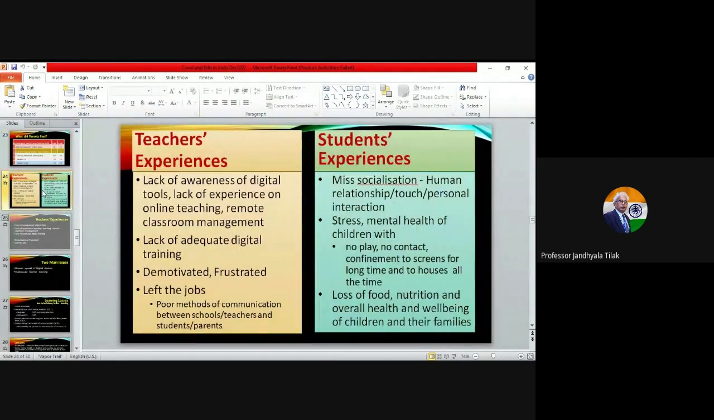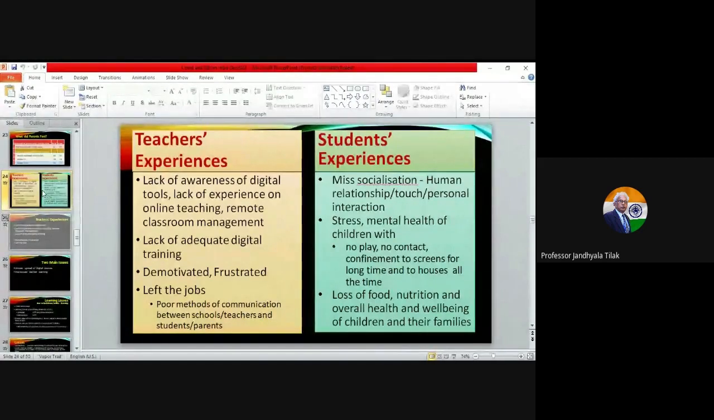What has been the experience of the teachers and the students during this period? Teachers are not really aware of digital tools, how to use them efficiently and effectively. Obviously, they do not have experience. They were never trained on these activities. And they also find it very difficult to do classroom management, remote classroom management. There is no training, there are no facilities also. So all facilities are improvised facilities made on an urgent basis.